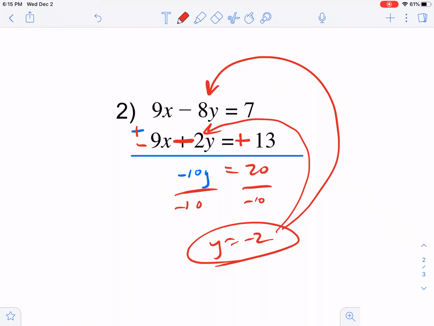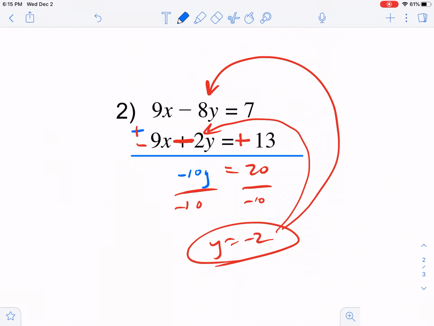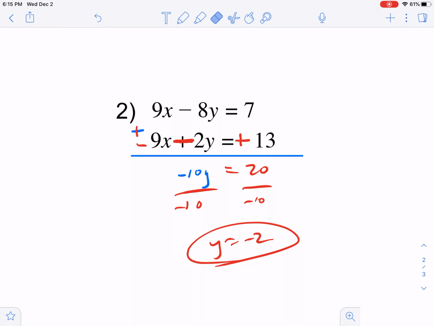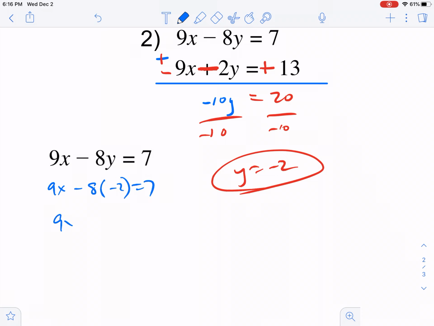Because they share the same point. And the whole point is that I want to find the same point that works for both of these equations. So let's take the first equation, copy, paste, and I'm going to get 9x minus 8 times negative 2 equals 7. 9x, negative 8 times negative 2 is a positive 16, equals 7.